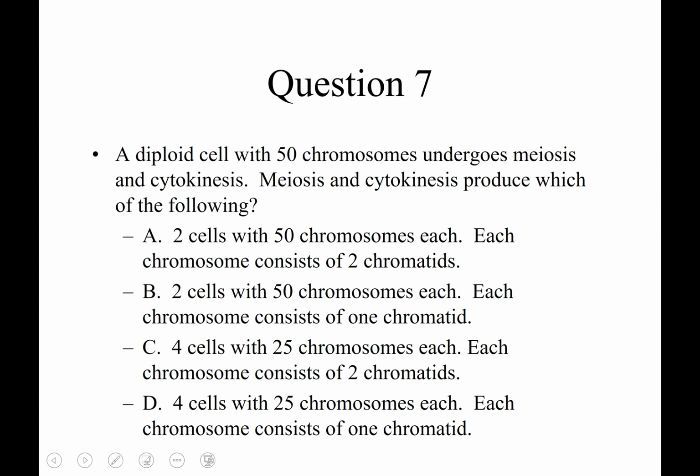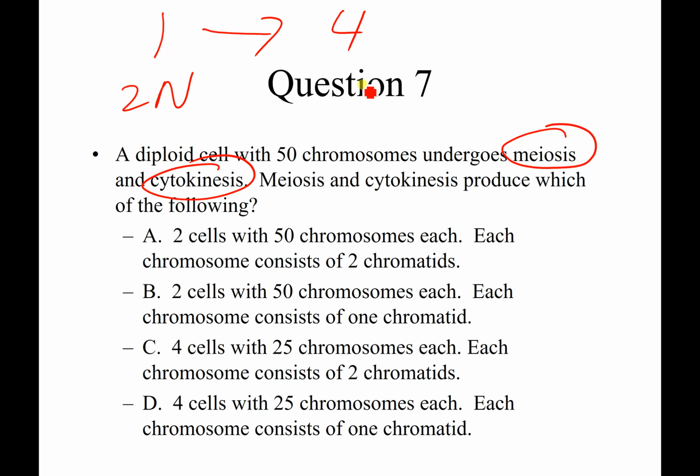Here's question 7. It looks very much like question 1. This time we have a cell, diploid cell, with 50 chromosomes. It undergoes meiosis and cytokinesis. And we want to know what we get. Well, we know that in meiosis, one cell ends up creating 4. This cell is diploid. These cells should be haploid.